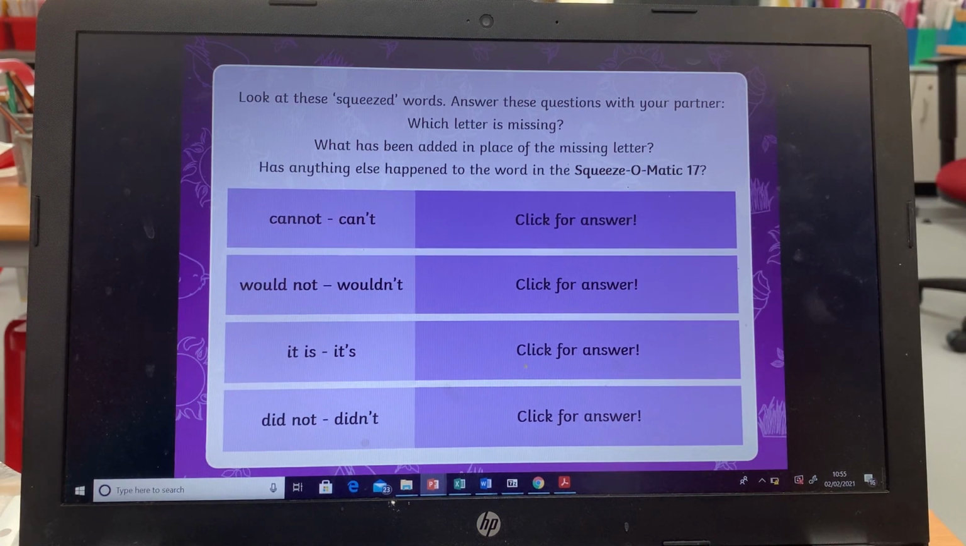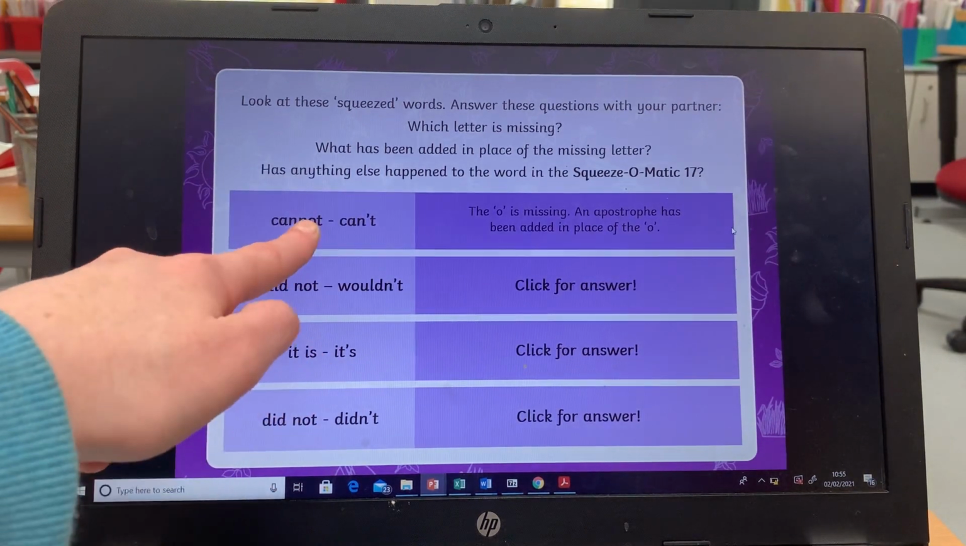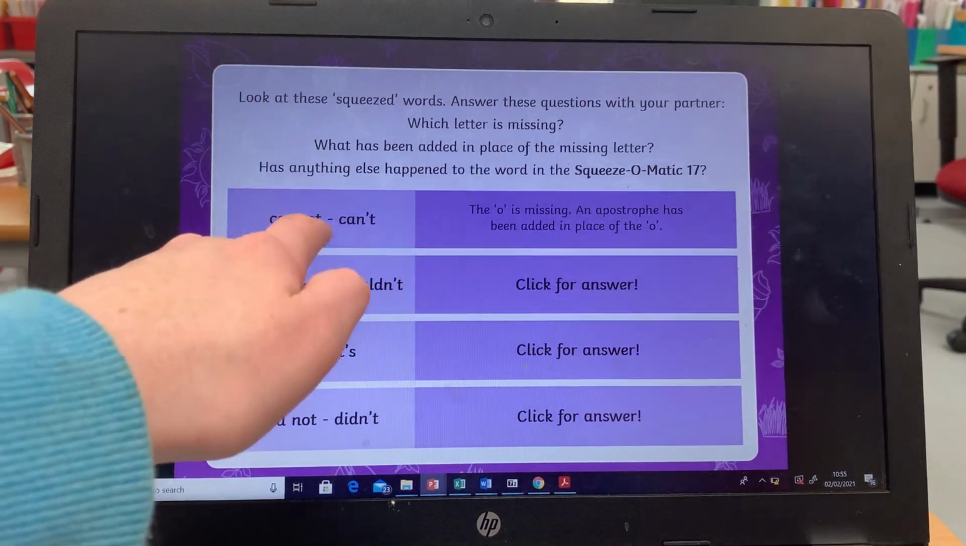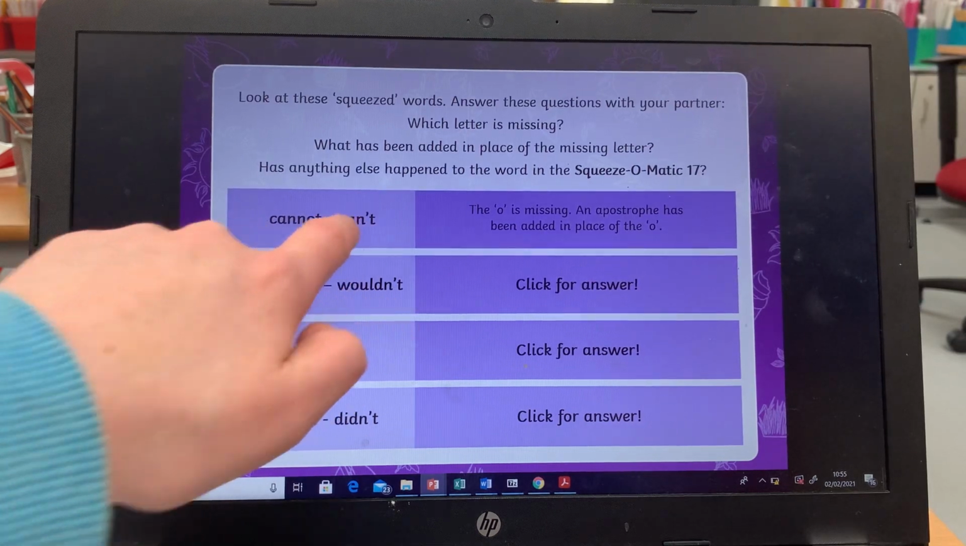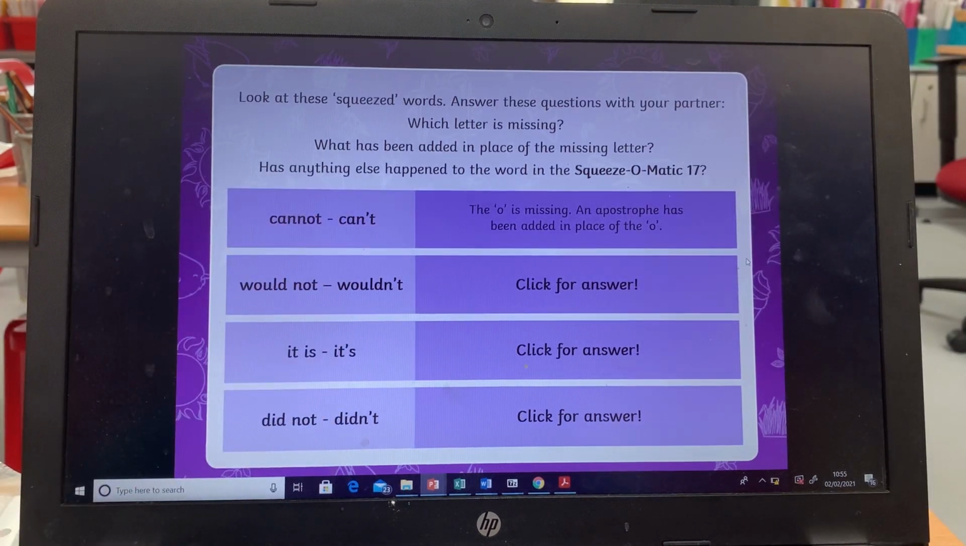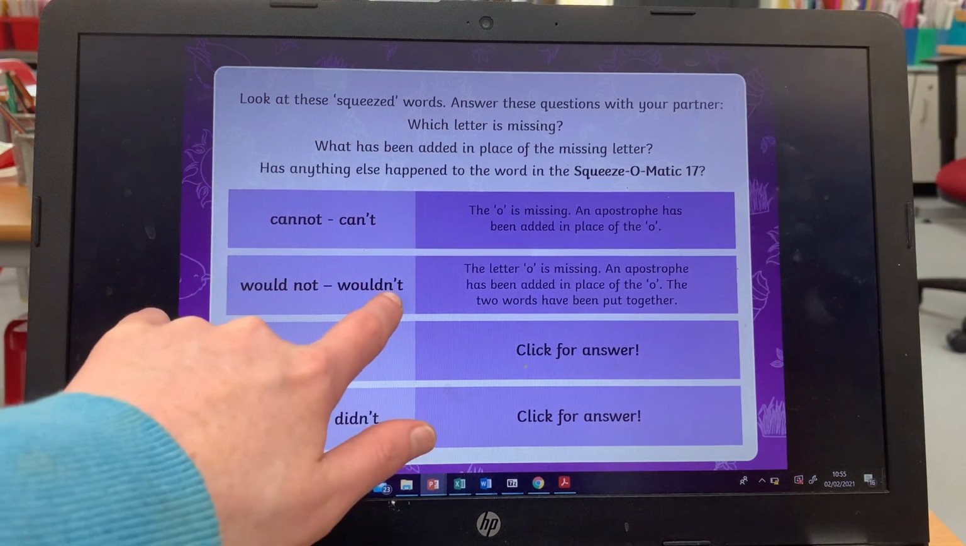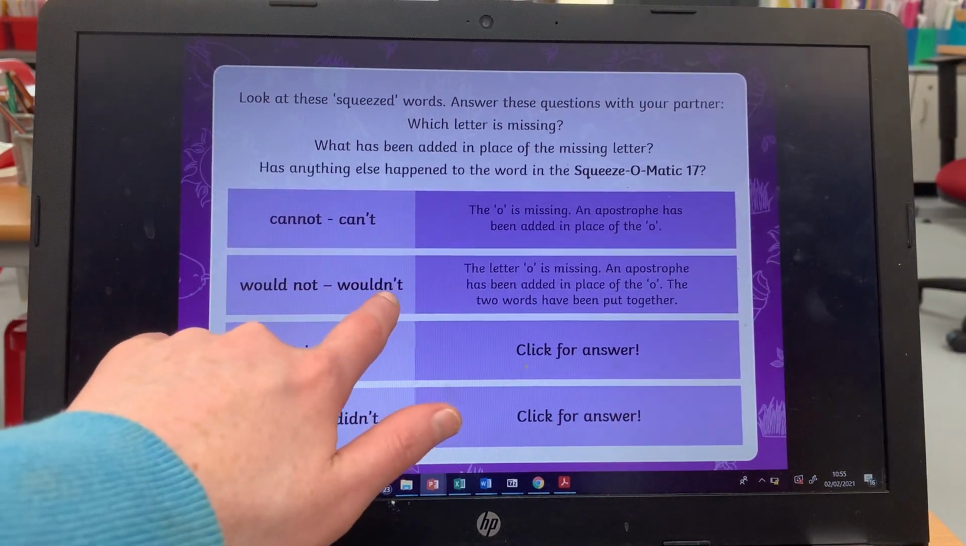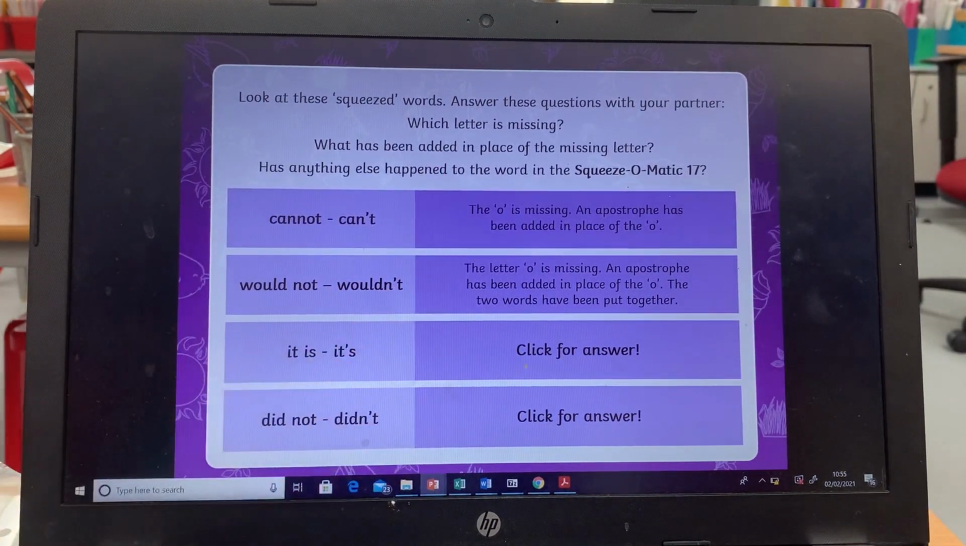Hopefully you had time to pause the video and you were able to identify which letter or letters have been omitted. So you can see the O and the N is missing for cannot here. There's only one N and the O has gone and the apostrophe has been put in its place. Would not. You can see the O again is missing, an apostrophe has been put in its place and the two words have been put together. So that N is part of that second word. You can see it's right next to that D this time.